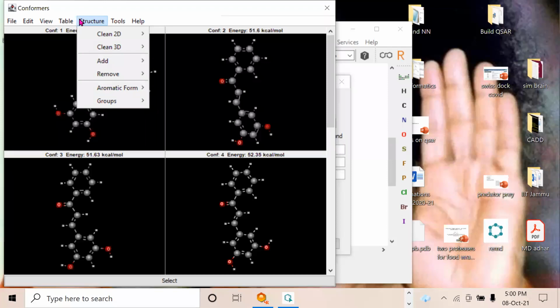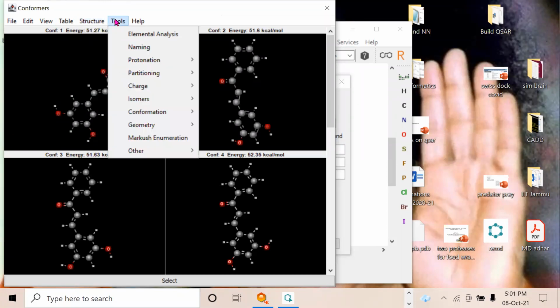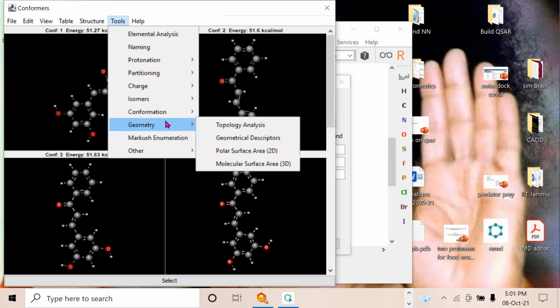And this also has a lot of tools. In tools, it can calculate many descriptors like polar surface area, molecular surface area, log P, so many things it can calculate.